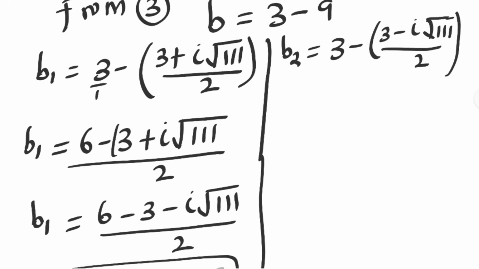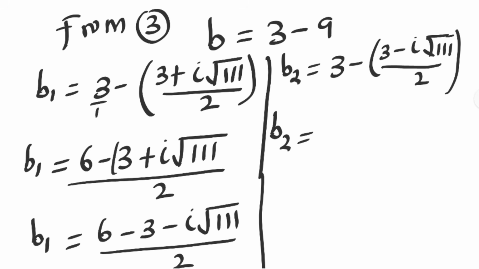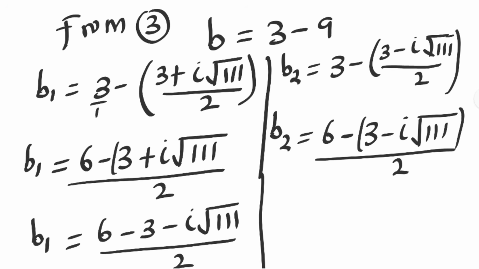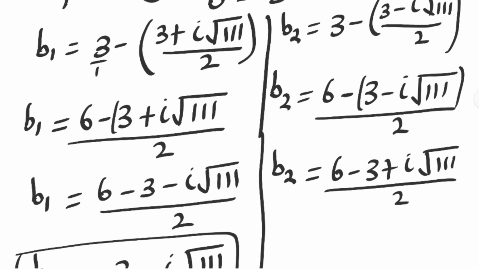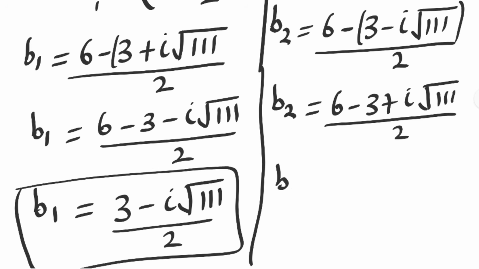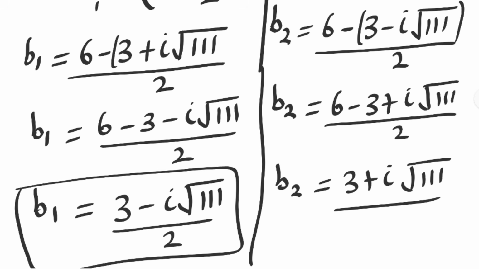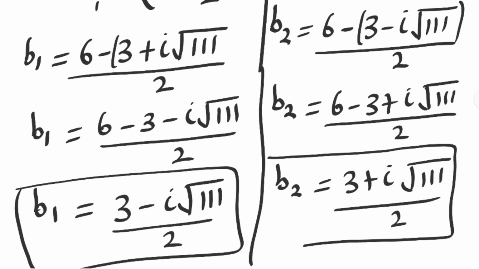Then also b2 is equal to, this is 6 minus 3 minus i square root of 111 all over 2. b2 is equal to 6 minus 3 plus i square root of 111 all over 2. b2 is equal to 6 minus 3. This is 3 plus i square root of 111 all over 2. This is the value of b2.